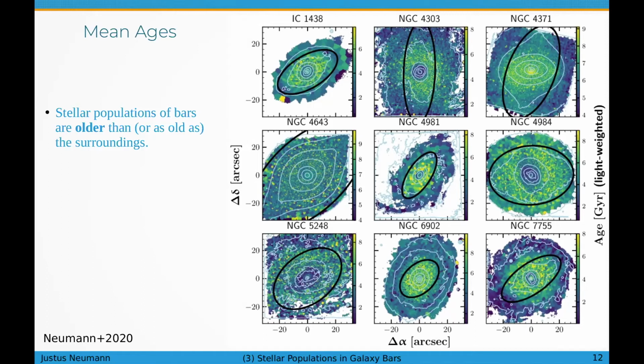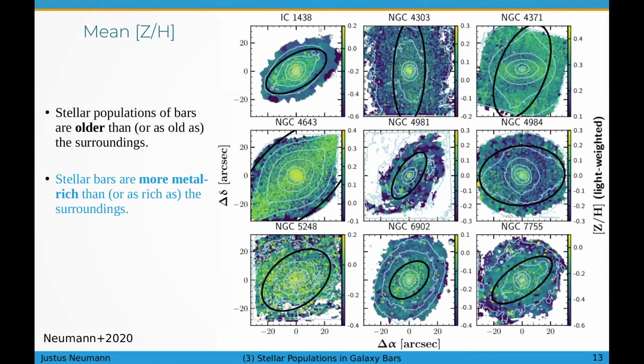Then we can look at metallicity. Now, high metallicity is yellow. So again, we see a lot of yellow inside these black ellipses, and we see that actually bars are more metal-rich than the surroundings.